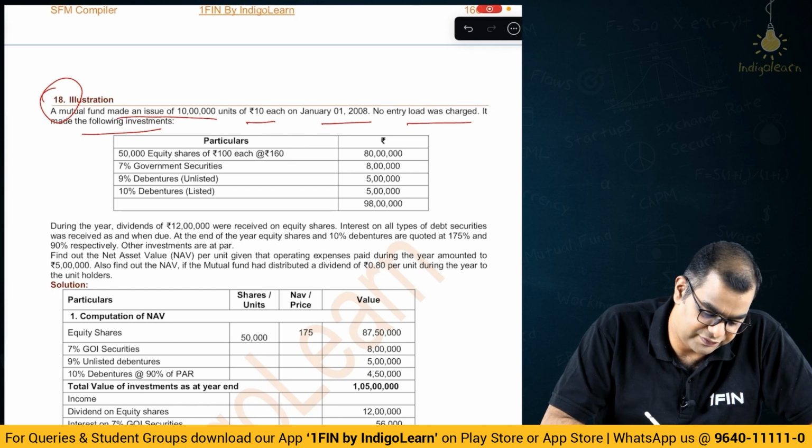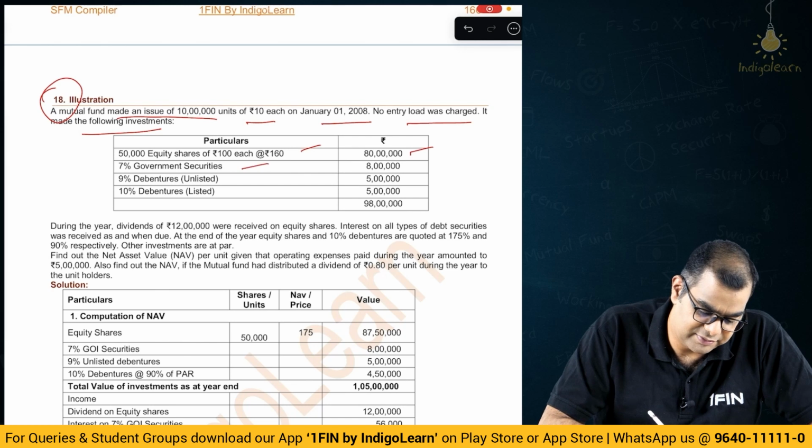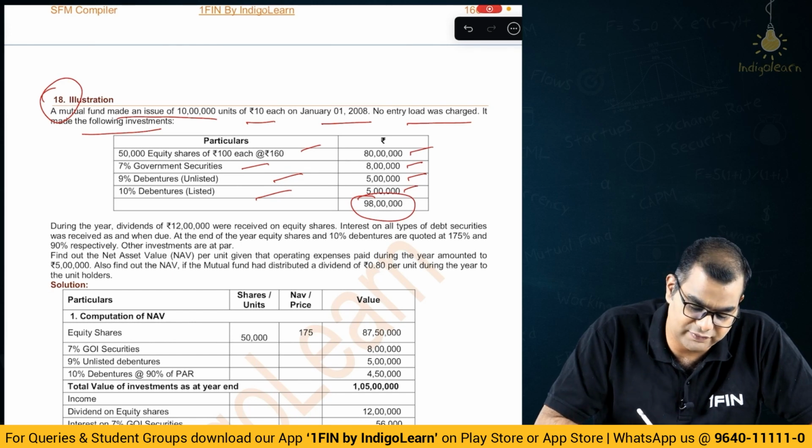It invested in 50,000 equity shares of 100 each at rupees 160, which is 80 lakhs. 7% government securities 8 lakhs. 9% debentures unlisted 5 lakhs. 10% listed debentures 5 lakhs. Total investment 98 lakhs. So 10 lakh units into 10 is 1 crore. Out of that, it invested 98 lakhs. 2 lakhs is its cash balance.